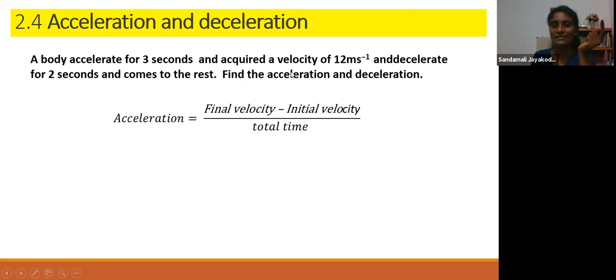So for the first part, how do we get the acceleration? Final velocity is... the first part of the motion. The body accelerates for 3 seconds and acquires a velocity of 12 meters per second. Then substitute everything here. What is the final velocity here?